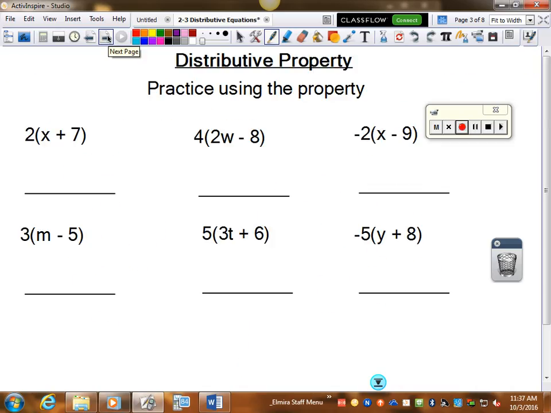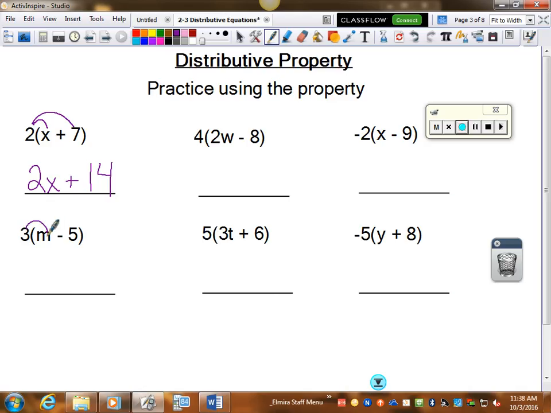So this is imagining 2 times the quantity x plus 7, and I don't know what x is. So I can't add x and 7 together first. So I'm just going to distribute. I'm going to multiply the things I can and not multiply what I can't. For example, I can't really multiply 2 times x because I don't know x. So I'm just going to show that by writing 2x. Bring down the plus sign, and then 2 times 7 is 14.